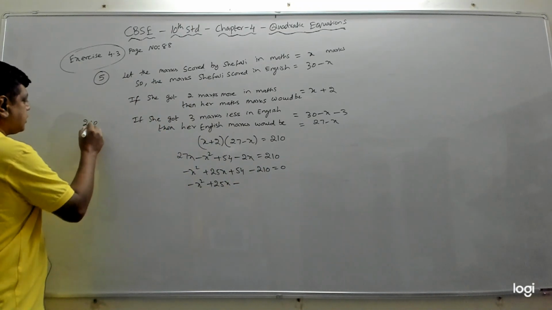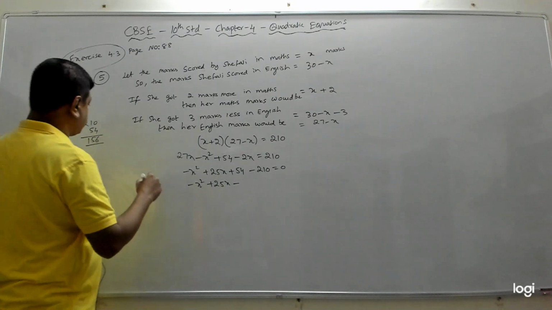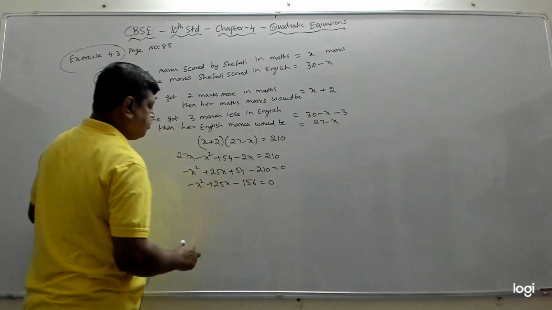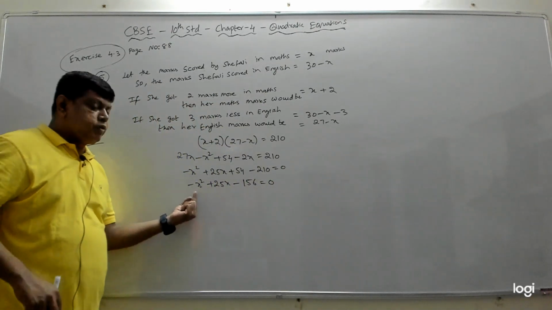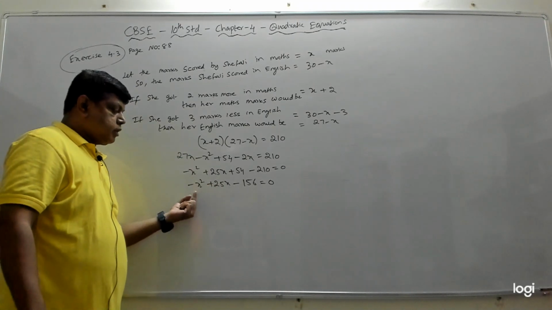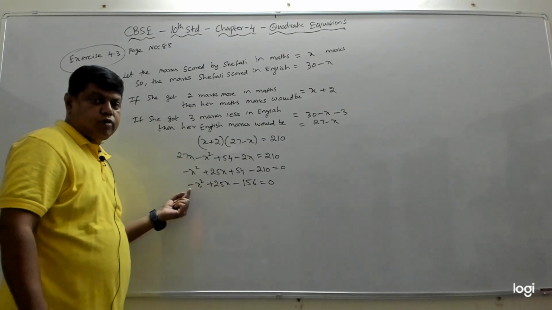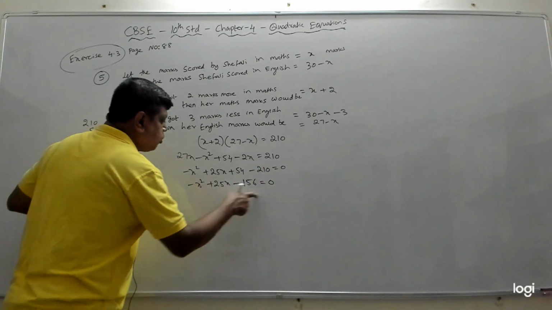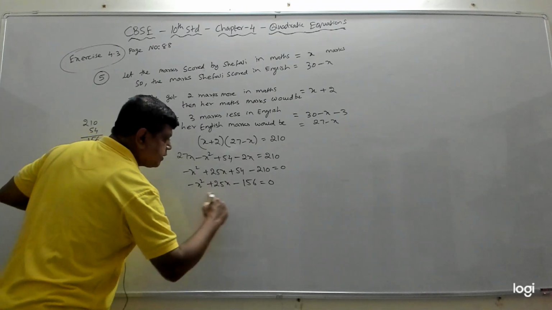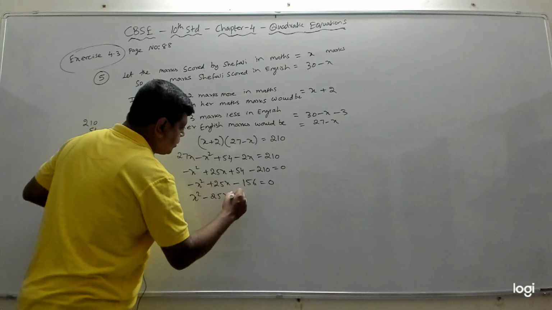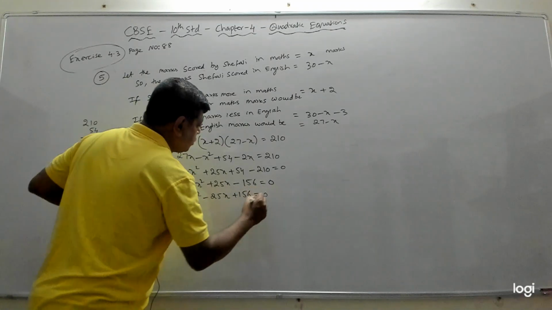Right? So 156 minus 156 equal to 0. Now I told you we should never have a negative in the coefficient of x square in the quadratic equation. Even if you have, we can solve, but we have to be very careful. So we can cancel the minus, which means we can change the sign throughout. It will become x square minus 25x plus 156 equal to 0.